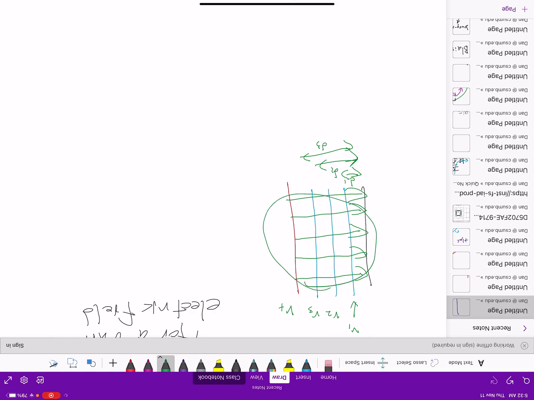The electric field will stay the same, but the potential will be different at these different points. Potential will be the same, though, along these lines. That's by definition. They are equipotential lines. By definition, the potential is the same along them.